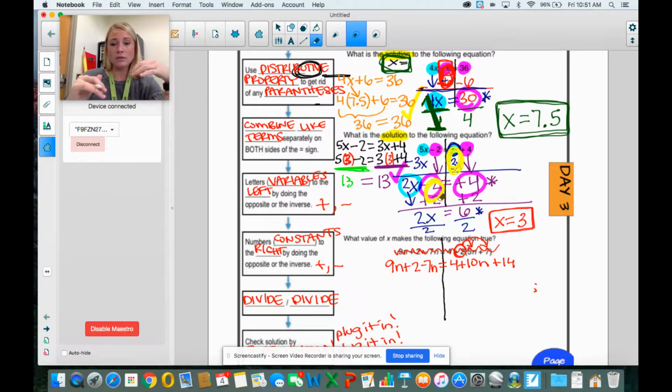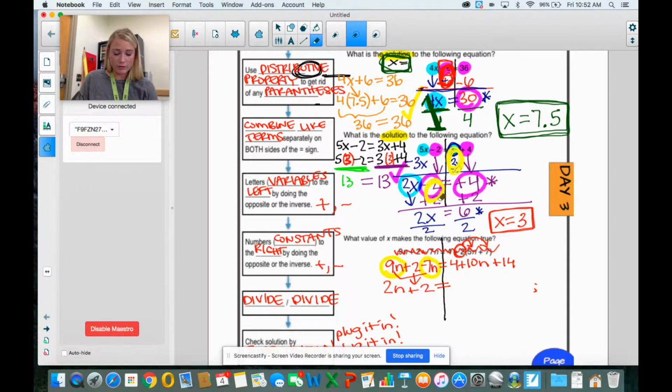So I need to look on the left. Is there anything that I can combine together? Okay, and there is. I have a 9n minus 7n. So I need to combine those first. If I combine those, 9n minus 7n gives me 2n. Then I'm just going to bring everything else down, including my equal sign.